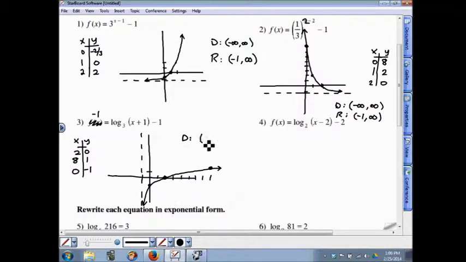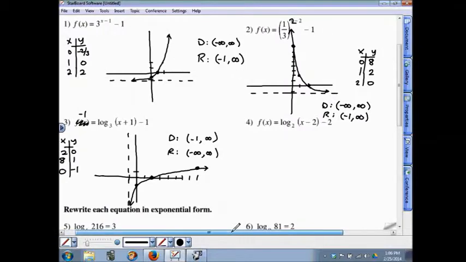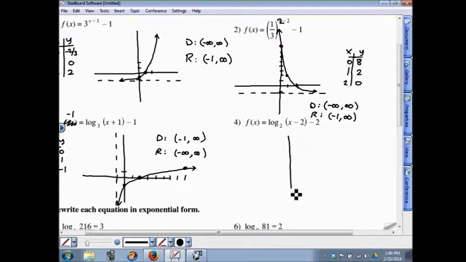Here the domain is from negative 1 to infinity, and the range is all real numbers. It doesn't include negative 1 because that's where our vertical asymptote is for the domain. Okay, question 4. Vertical asymptote is located by following the horizontal translation. X minus 2 is a movement to the right 2 units.